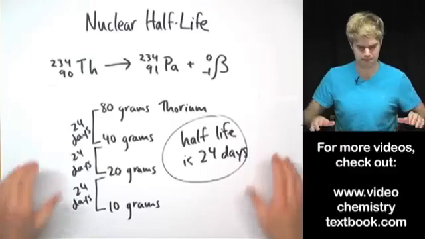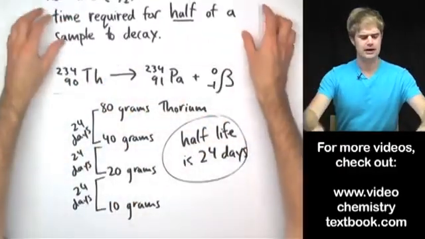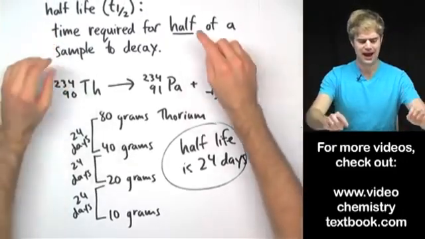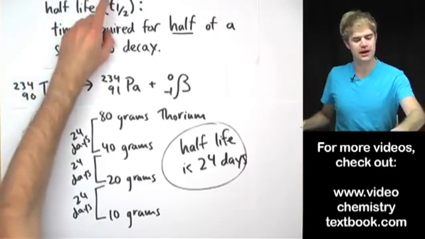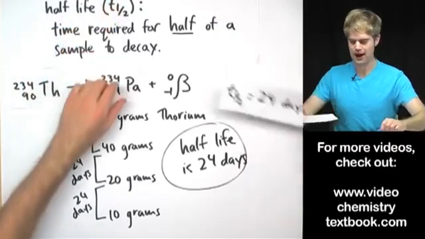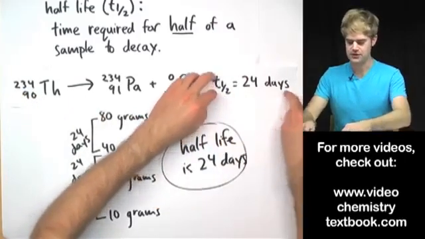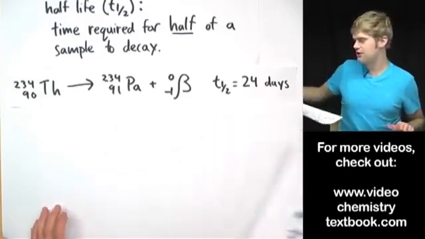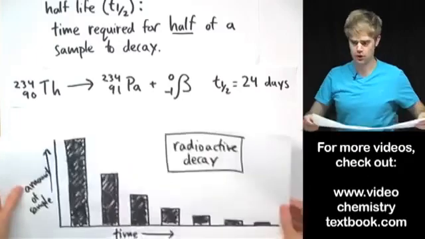Okay, so anyway, we say that half-life is the time required for half of a sample to decay. And we often abbreviate half-life with a lowercase t with a subscript 1/2. So I can write here that the t1/2 for this is 24 days. Maybe you're more of a visual person, so let's look at a quick graph of what's going on here.